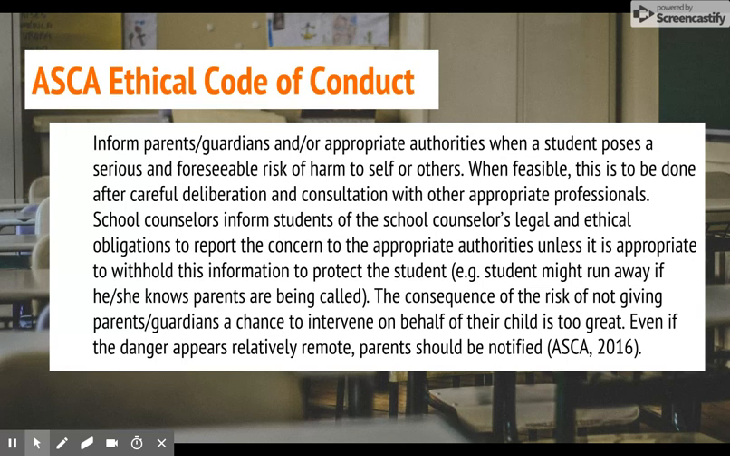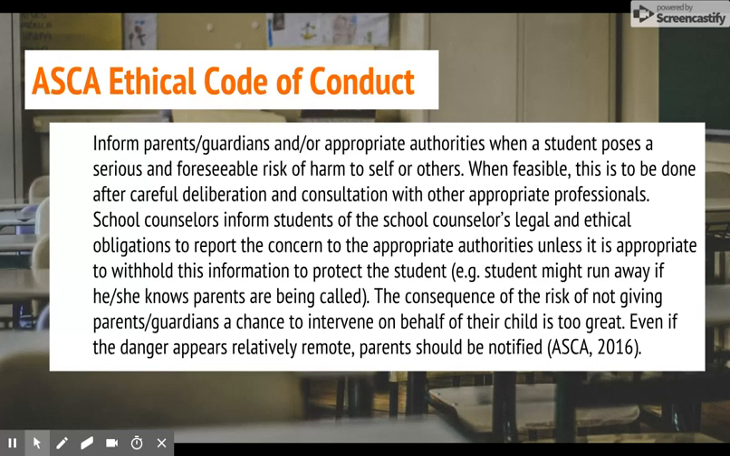So in the ASCA ethical code of conduct, it states that the school counselor must inform parents and guardians or appropriate authorities when a student poses a serious and foreseeable risk of harm to self or others. When feasible, this is to be done after careful deliberation and consultation with other appropriate professionals. School counselors inform students of the school counselor's legal and ethical obligation to report the concern to the appropriate authorities, unless it is appropriate to withhold this information to protect the student.